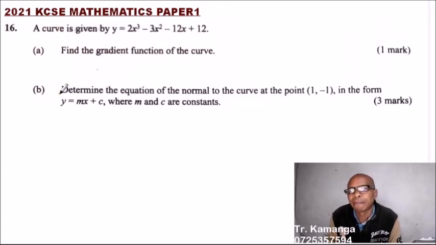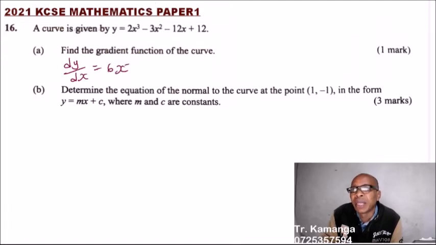So part A, when you are given a function, to get the gradient function, you differentiate. So we get dy over dx equals, when you differentiate, you multiply the index with the constant. So 3 times 2 is 6. X, you minus 1 from the index, so 3 minus 1 is 2. Minus 2 times 3 will give you 6x to power 1, because you subtract 1 from 2.